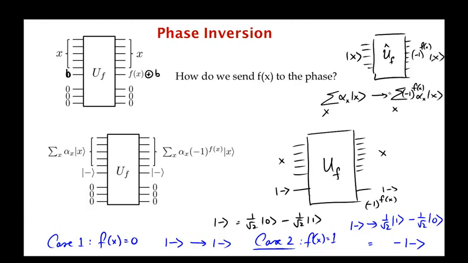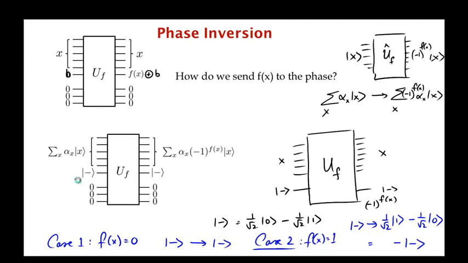Okay, so the circuit to do phase inversion is exactly this. So you just use the quantum circuit for computing f, except in the answer bit, instead of having it start at 0, you have it start in the minus state.